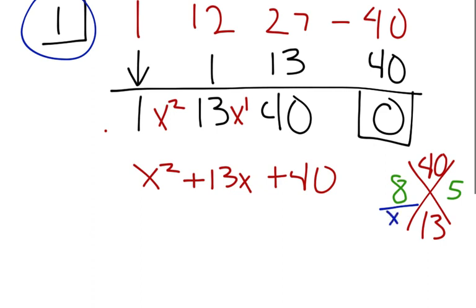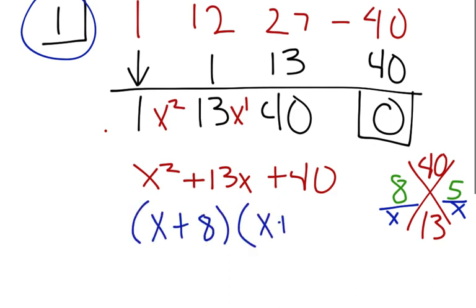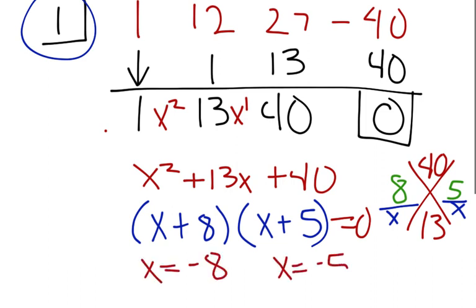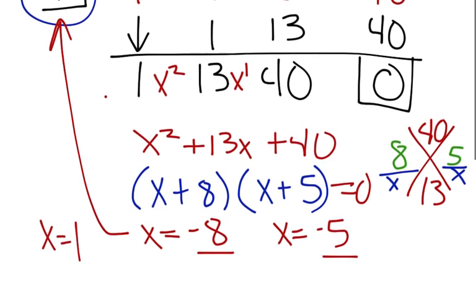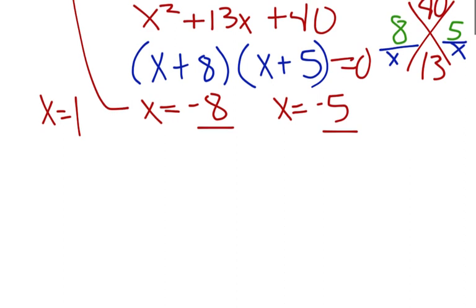So this one does factor at this point, and I don't have to do any more synthetic division. So I put this over x, and this one over x, which means this factors to be x plus 8 times x plus 5. So those are my last 2 factors. Now if I set those equal to 0, I'll find my actual 2 roots, which means x is going to equal -8, and x will equal -5. So I have 3 roots: -8, -5, and the one that was up here, x equals 1. So what I get to do now is use those to graph.